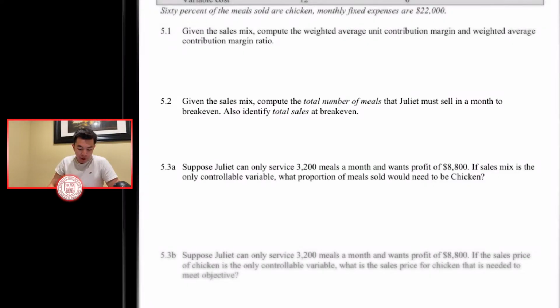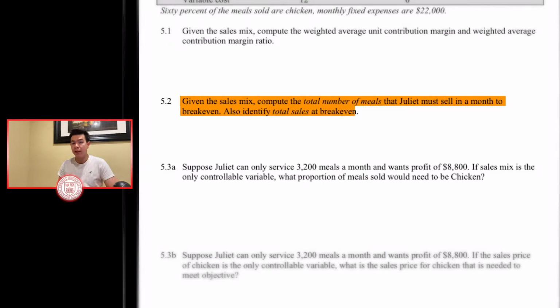So for the next part, it says, given the sales mix, compute the total number of meals that Juliet must sell in a month to break even. And it says also identify total sales at break even. So at break even, you've got to understand what break even means, right? Break even means if you take revenue minus variable costs minus fixed costs, you would have $0. You're not making a profit or a loss, you're simply breaking even.